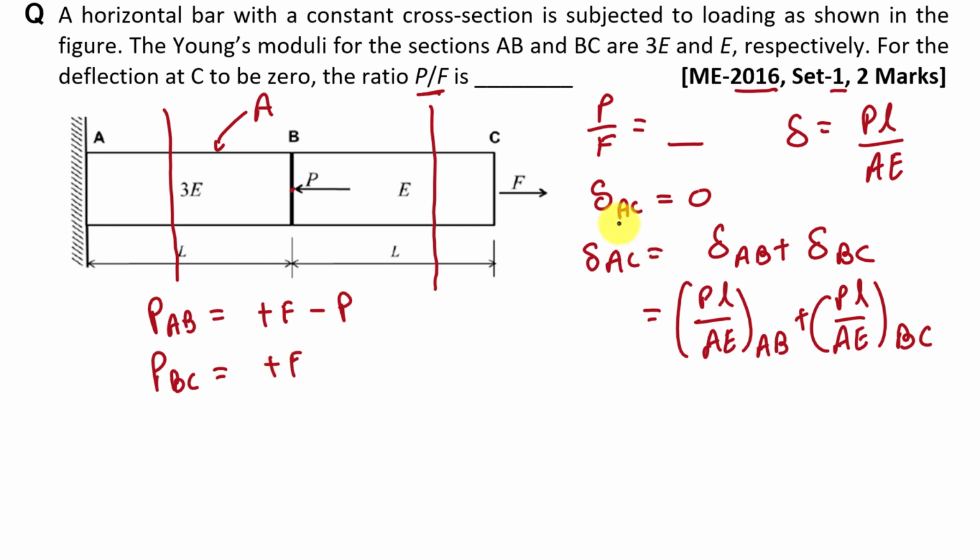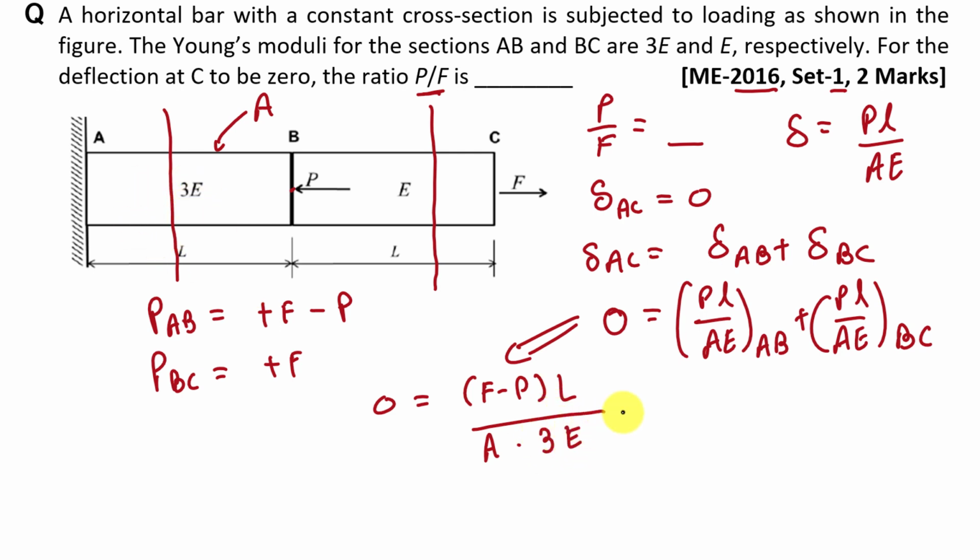Fine. Now we know that delta AC should be 0, so this value should be 0. So from here we can say that 0 is equal to P for AB, which is F minus P, into length of AB section, which is L, divided by area, taken as capital A, into Young's modulus for AB section, which is 3E, plus value of P for BC part, which is plus F, and length of this BC part is capital L, divided by area taken as A and Young's modulus E.